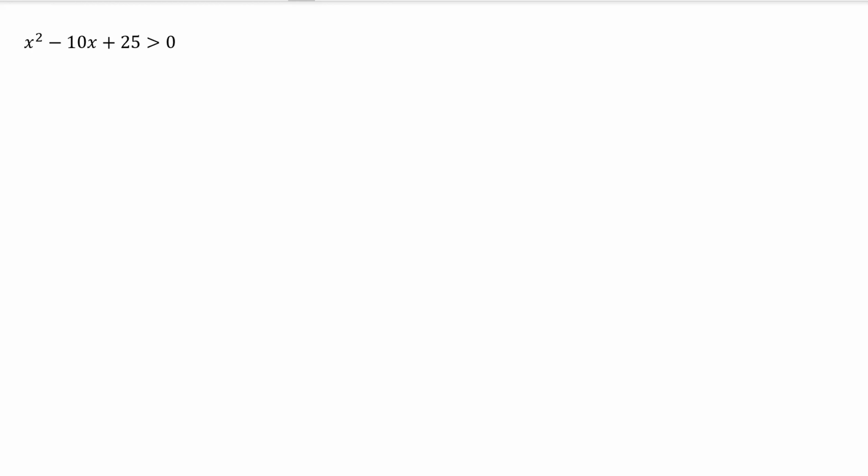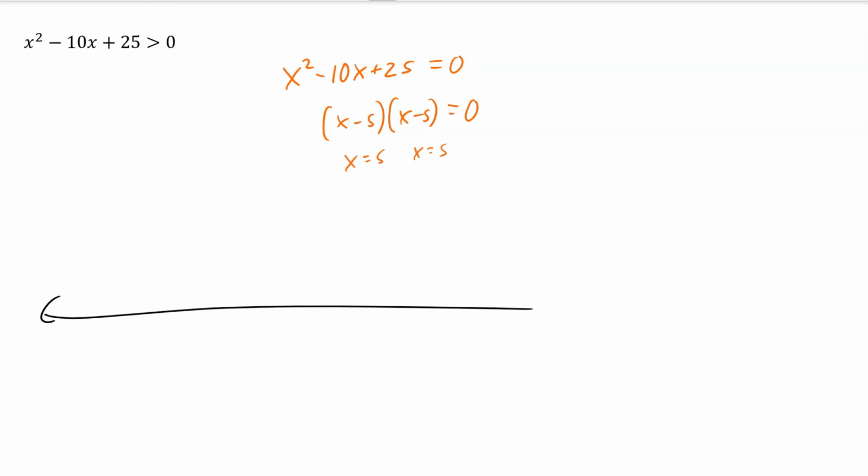That's okay. x squared minus 10x plus 25 greater than 0. To solve polynomial inequalities, I move everything to one side. Done. I look for the zeros. My zeros in this case are 5 and 5. I put my zeros on our number line. In this case, it's an open circle at 5 because 5 would make this part 0, and 0 is not greater than 0. And now that breaks up my number line into two regions.